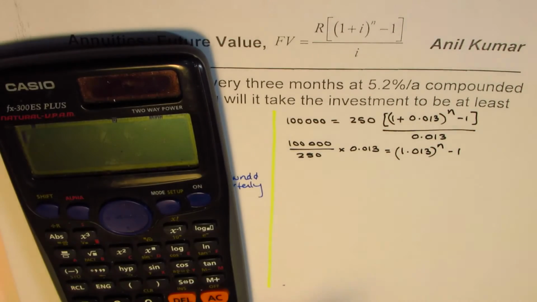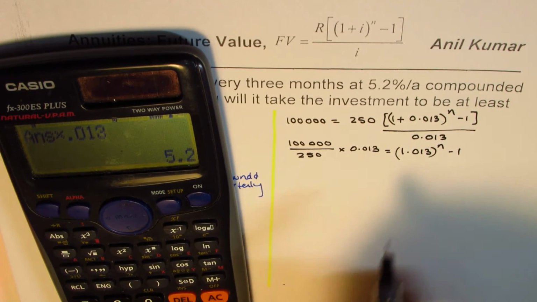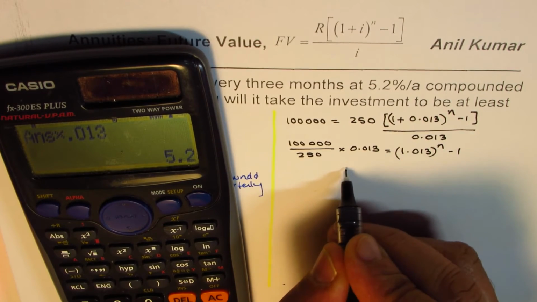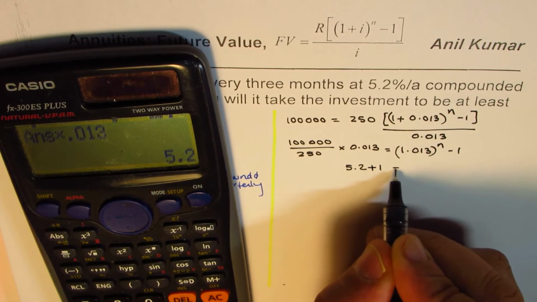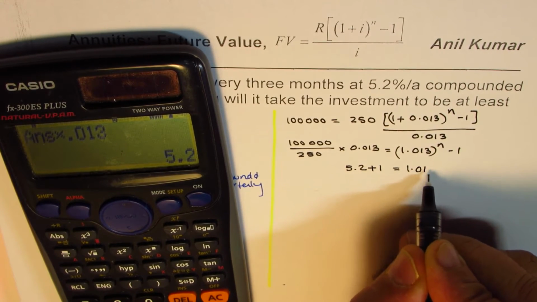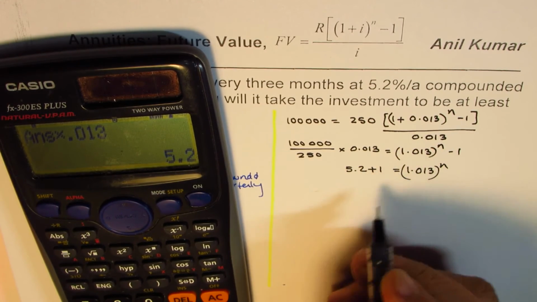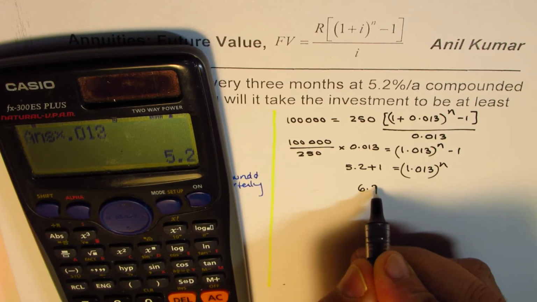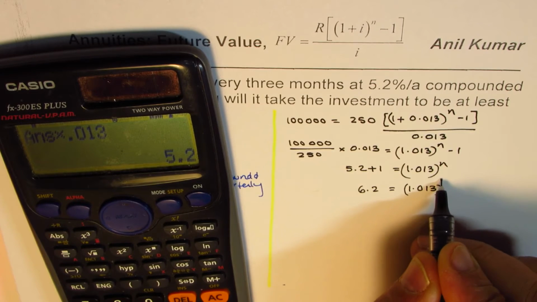Okay. So we have 100,000 divided by 250 times 0.013, and in decimals it is 5.2. That is the value of all this. We'll add 1 to this, then we get 1.013 to the power of n. So this was calculated to 5.2. So we added 1, and now we have 6.2 equals 1.013 to the power of n.